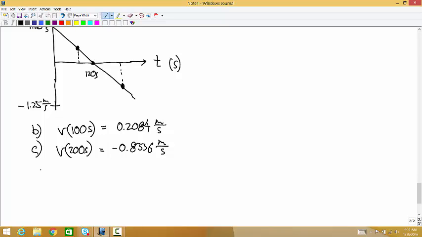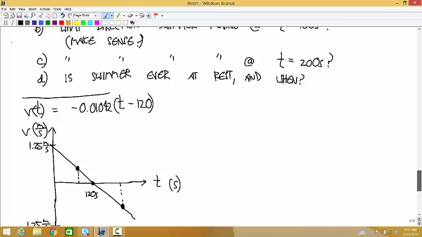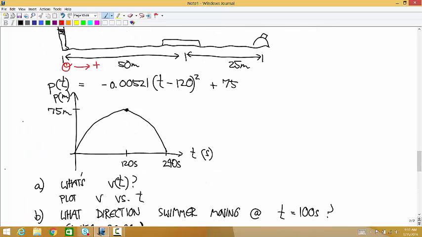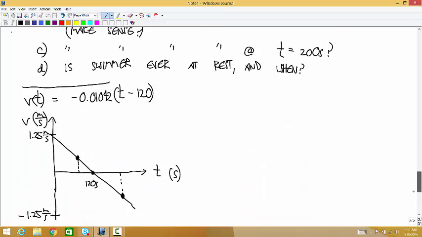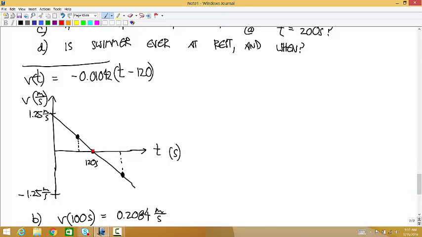What about, is there any point where the swimmer is at rest? Yeah, right at 120, at the turnaround point. If you look at the position versus time graph, right at that point you have a tangent line that has 0 slope. On the velocity versus time graph, it's where it crosses 0 velocity.